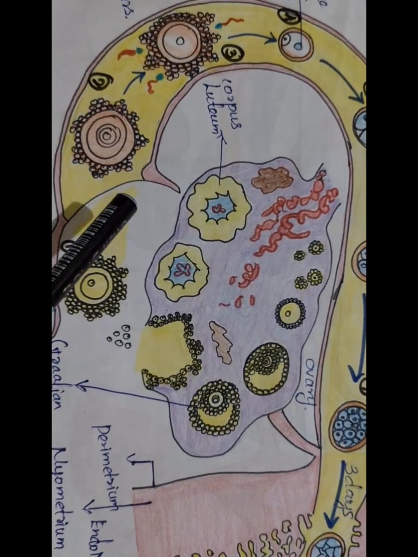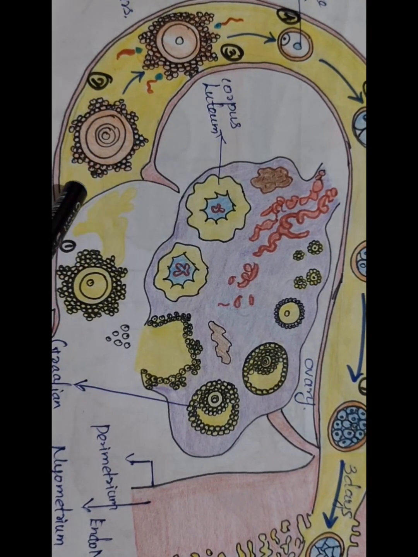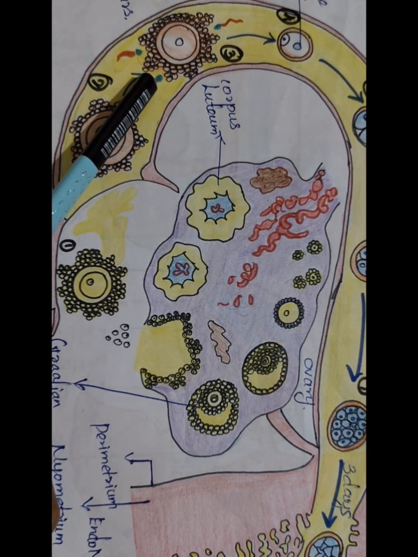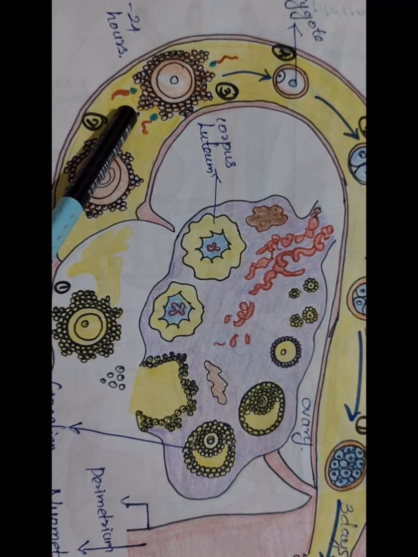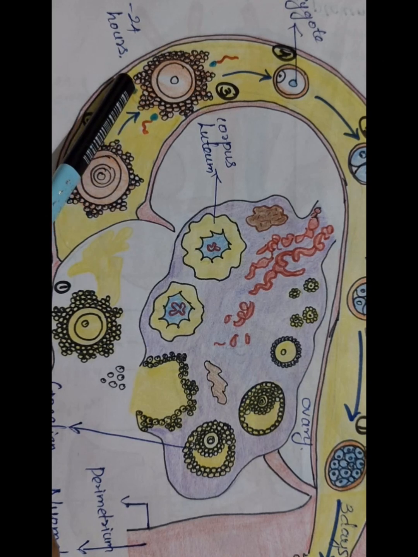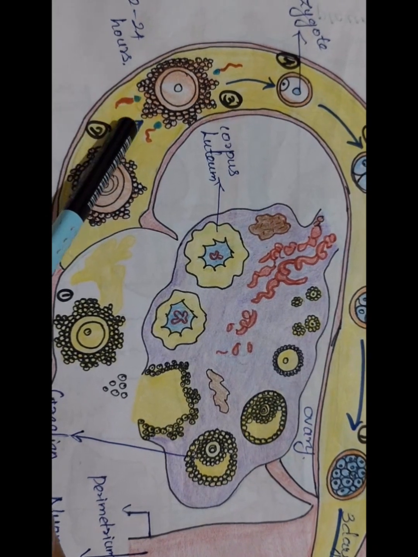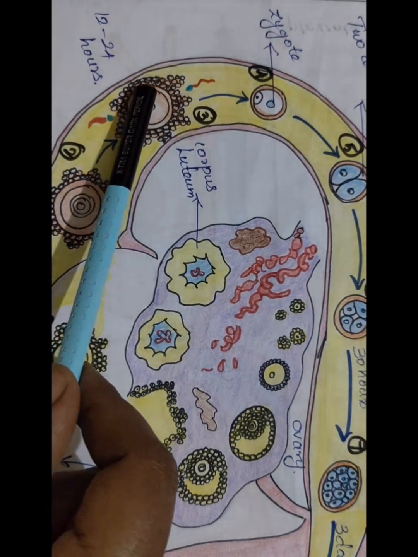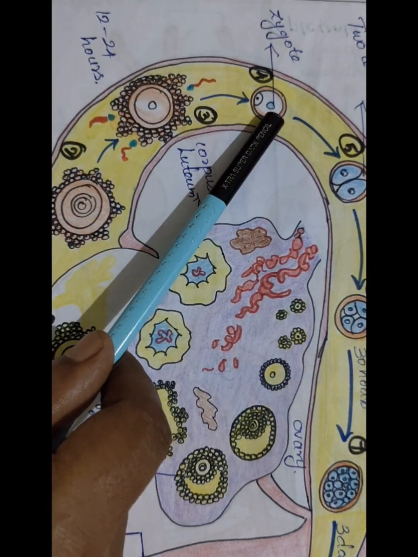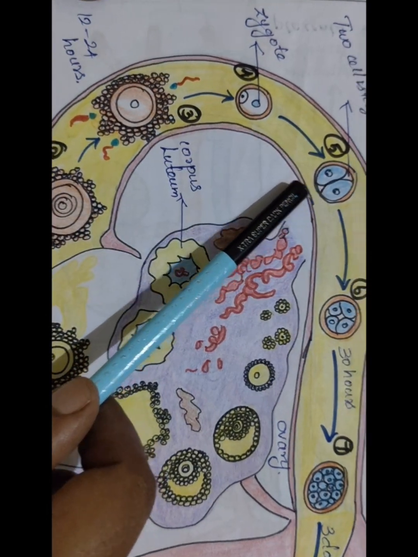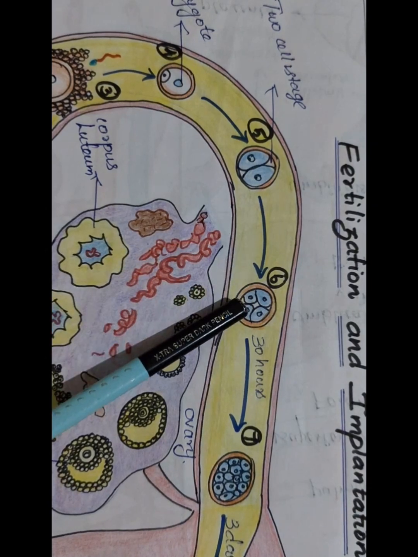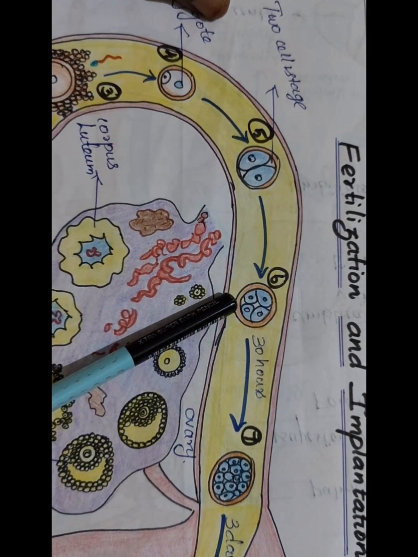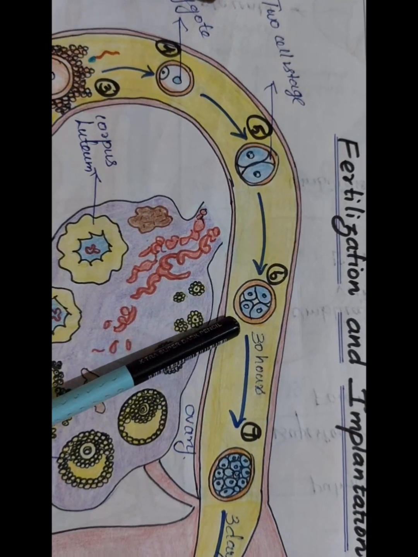This figure shows the ovum, and it will be fertilized. It will occur in the duration of 12 to 24 hours. Next, after the fertilized ovum forms the zygote, then it goes to the 2-cell stage, and next it will be formed as the 4-cell stage, and that is within 30 hours.